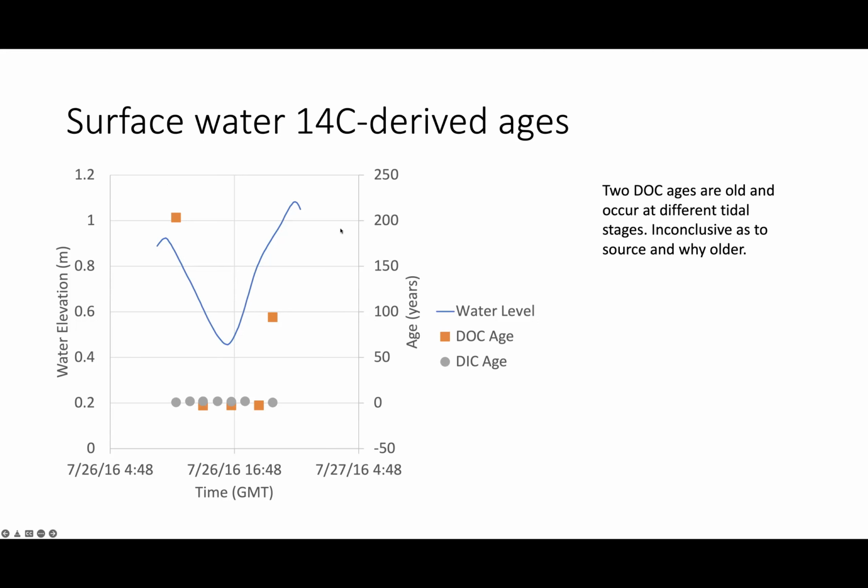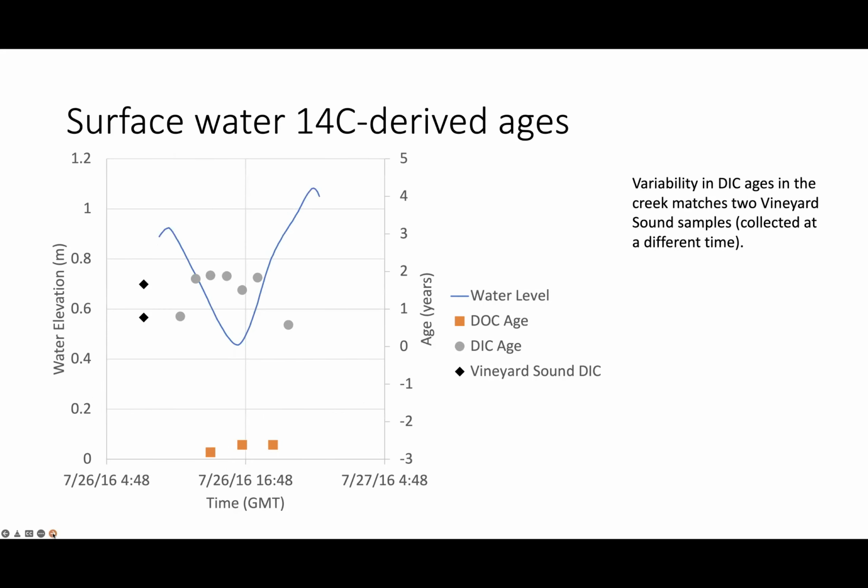I'll just note that one of these is on a rising tide and one is on a dropping tide, so there's no hydrologic rhyme or reason to why these ones might be older than the other ones. I can't fully explain why we sometimes have modern DOC and sometimes older DOC, unless it's just not fully well mixed at that particular site. But if you zoom into just the DIC age, you can see again, everything's modern. These two squares are Vineyard Sound.